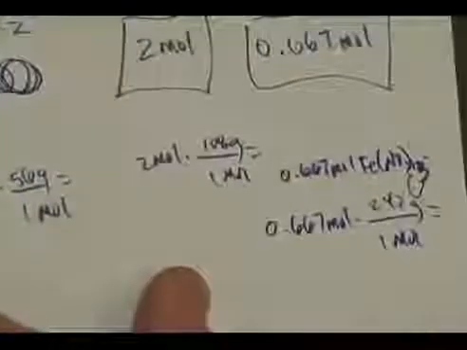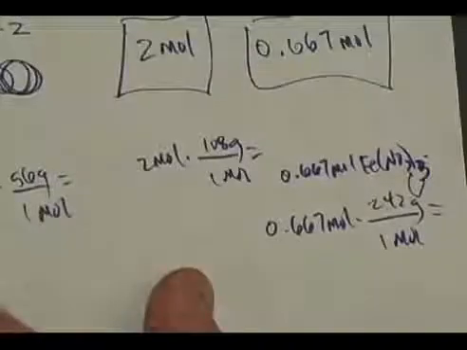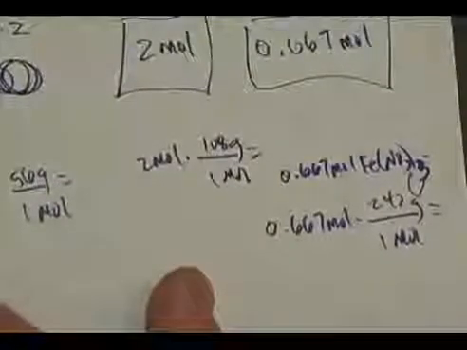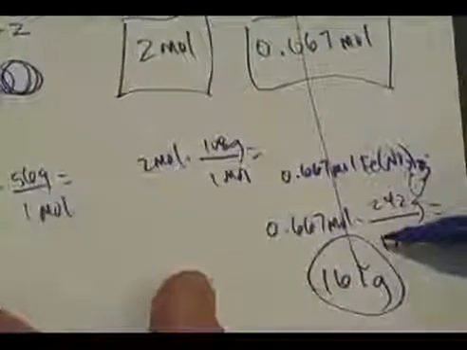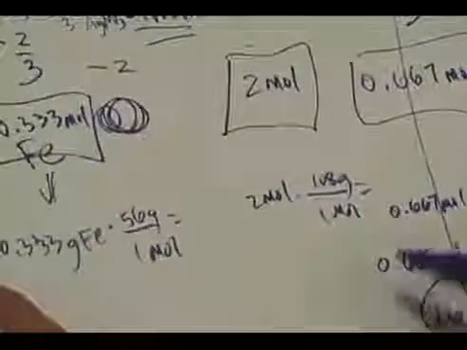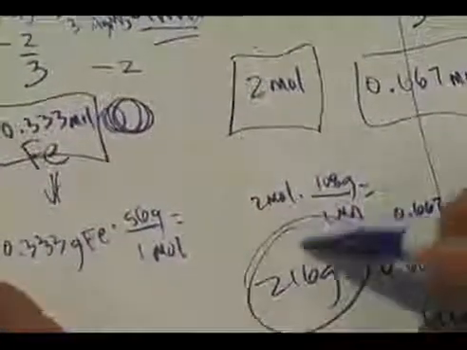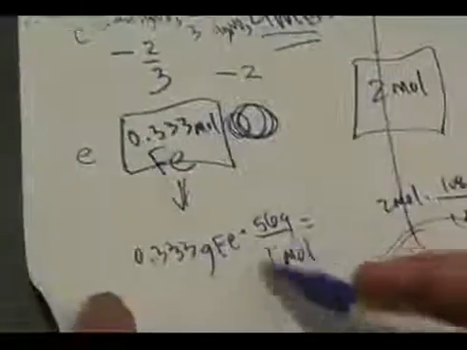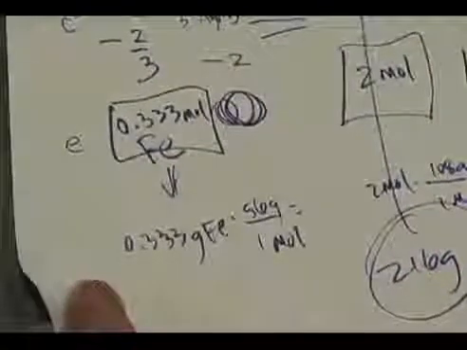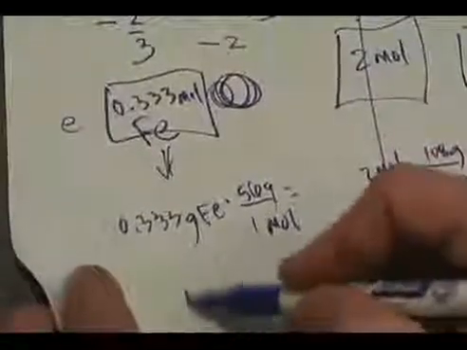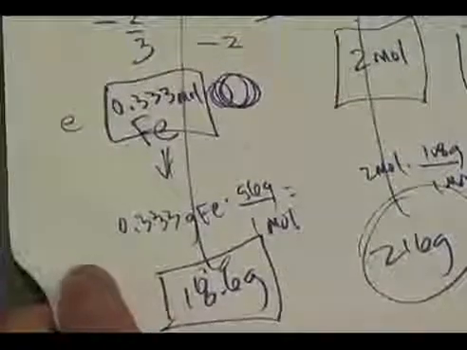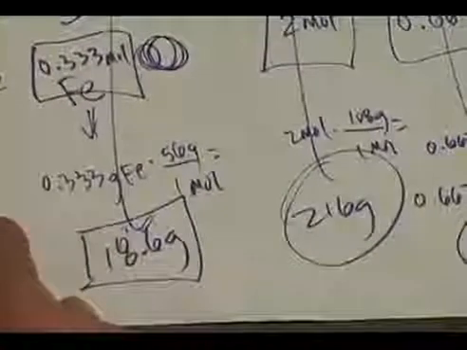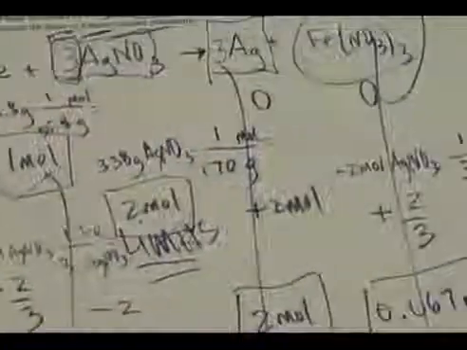So 0.667 times 242 turns out to be 161 grams of iron nitrate that's produced. 2 times 108, that's 216 grams of the silver that would be produced. And 0.333 times 56 turns out to be about 18.6 grams of iron, which answers all of my questions. Determine how much of each of the products is produced and how much of the excess reactant is left over. Long problem? Yeah, that filled an entire page.